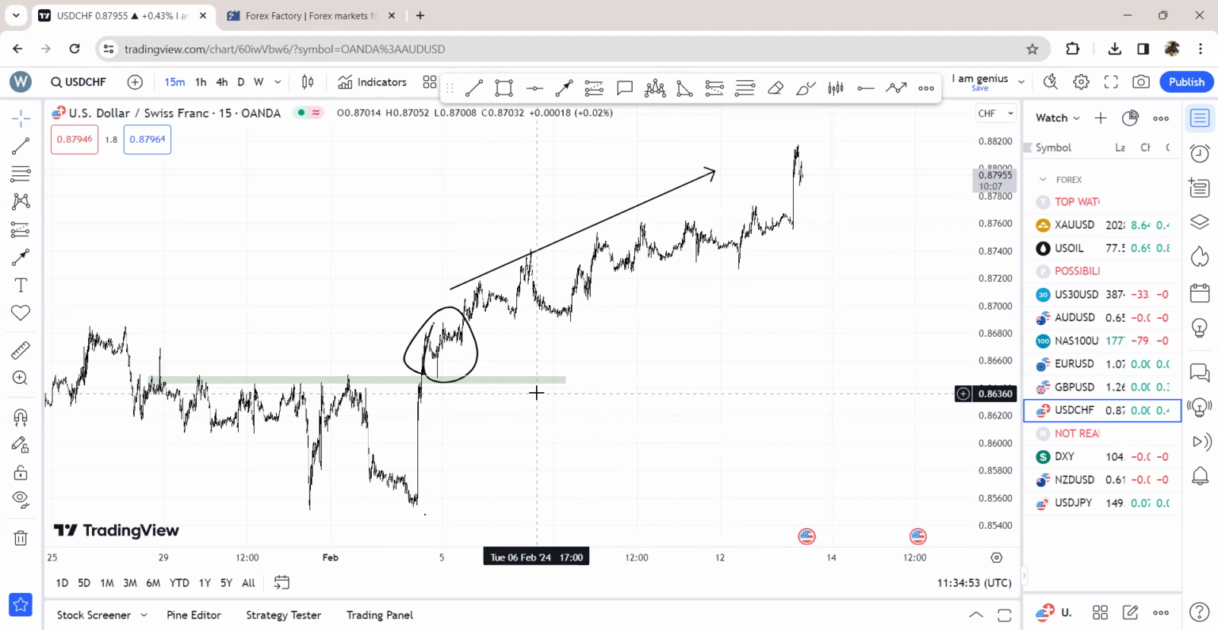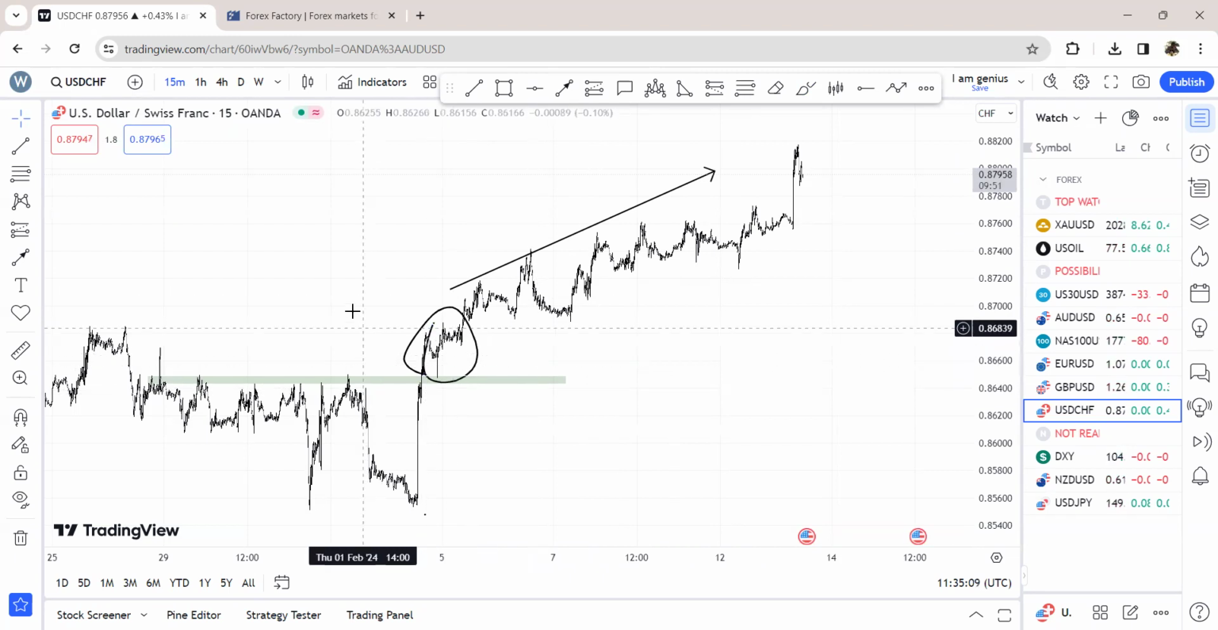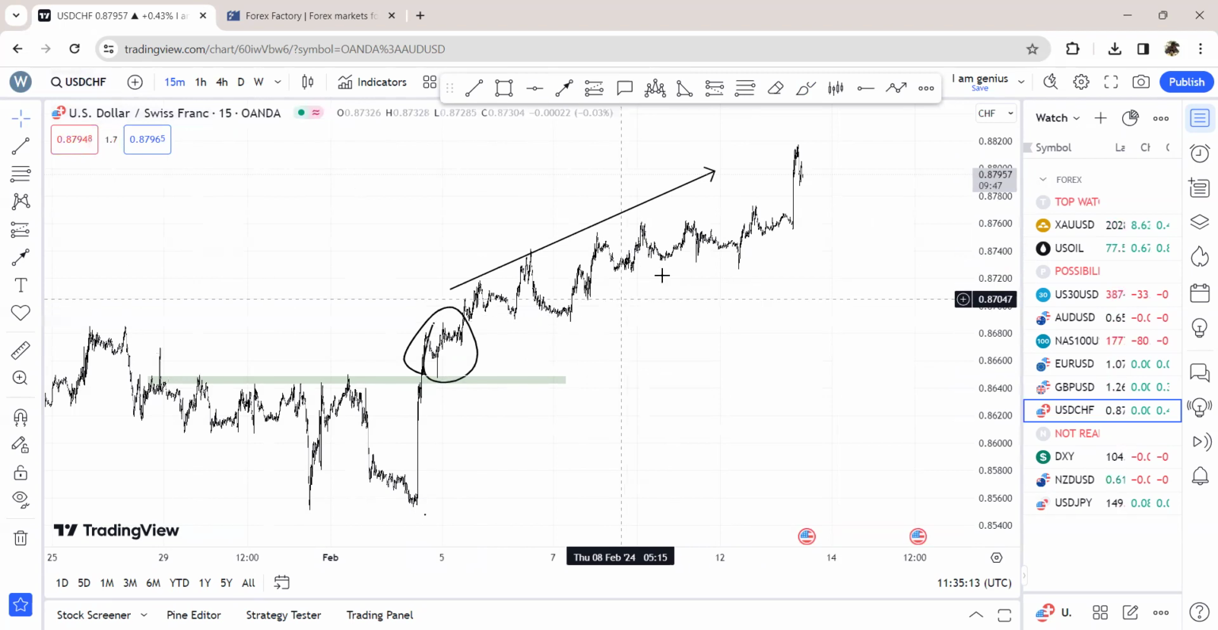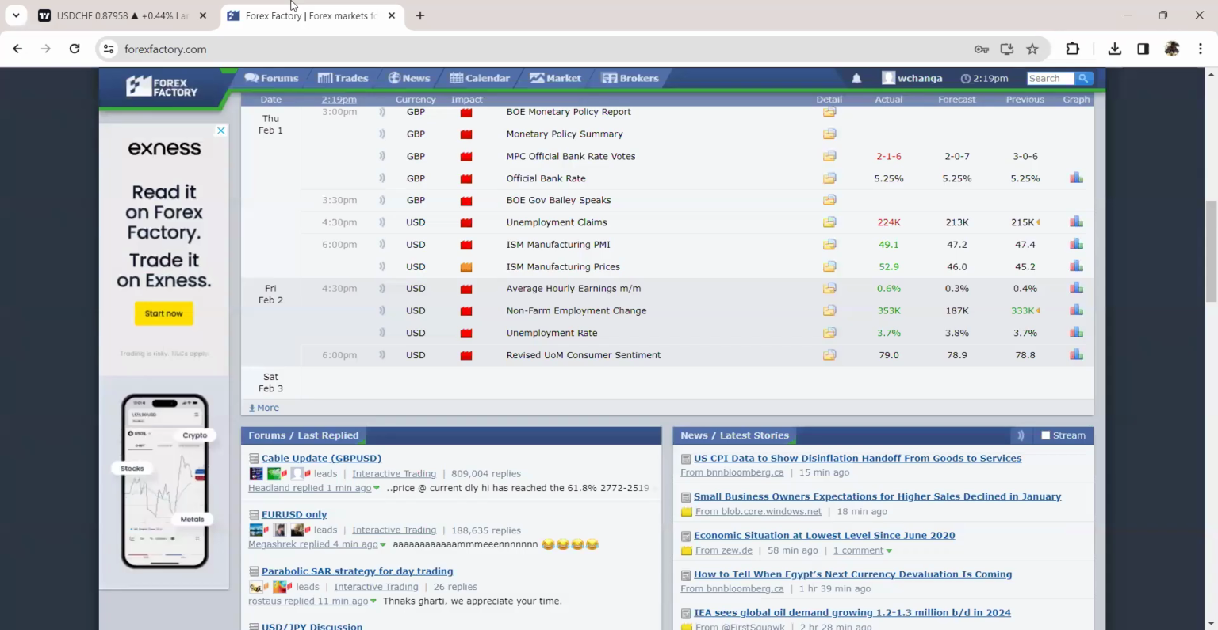Then if the news release is negative, it affects the currency pair. Oh, sorry, it affects the base in a positive way if it's positive and in a negative way when it's negative. Another example we can look at is, so this was an example of a positive news release. Now let's go to a negative news release.